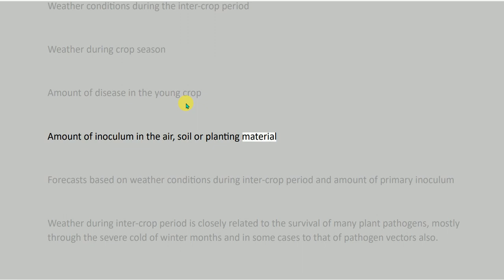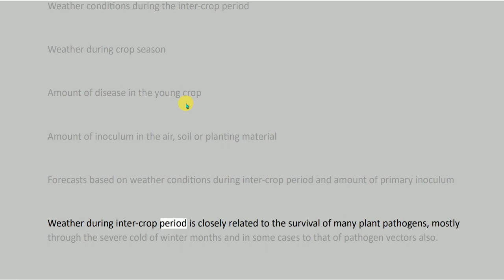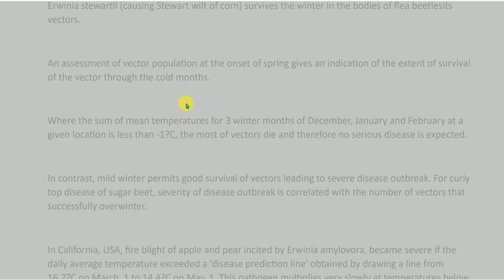Forecasts based on weather conditions during the intercrop period and amount of primary inoculum. Weather during the intercrop period is closely related to the survival of many plant pathogens, mostly through the severe cold of winter months, and in some cases to that of pathogen vectors also. Erwinia stewartii, causing Stewart's wilt of corn, survives the winter in the bodies of flea beetle vectors. An assessment of vector population at the onset of spring gives an indication of the extent of survival of the vector through the cold months.